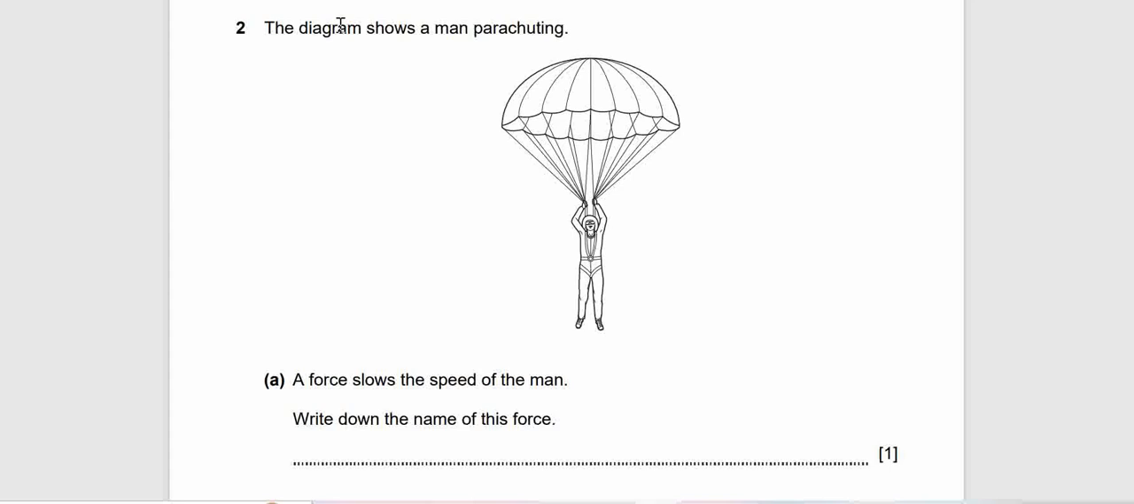Question 2. The diagram shows a man parachuting. Question 2A. A force slows the speed of the man. Write down the name of this force. 10 seconds from now.